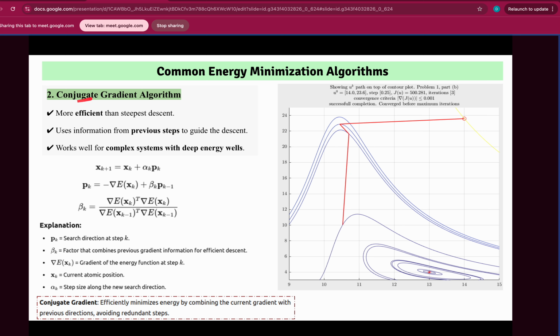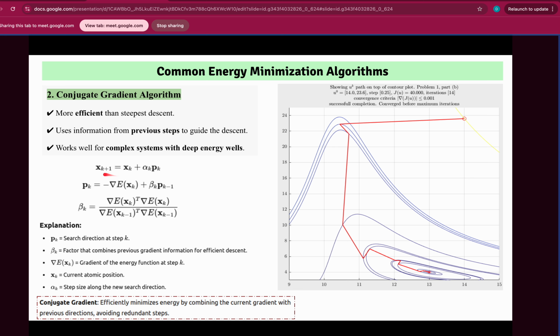Then comes the next algorithm, the conjugate gradient algorithm, which is more efficient than steepest descent because it uses the information from the previous step to guide the descent, and it works well for complex systems with deep energy wells. In the previous case we have seen that if there are deep energy wells, it takes multiple such steps and a lot of time. But in conjugate gradient, it is taking larger steps, so it is quickly converging. That's why it is good for these deep energy wells as well.